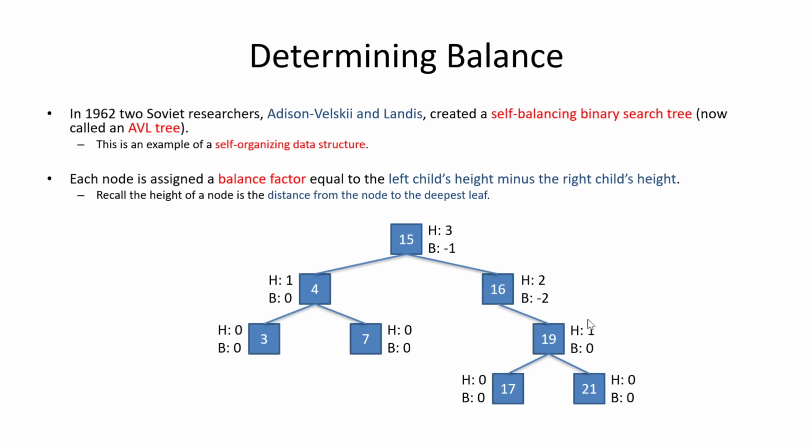But then the height of this node would be 2. So we would get 0 minus 2, which would still be -2. So for the purposes of computing the balance factor, it's not going to matter whether we did 0-based or 1-based.